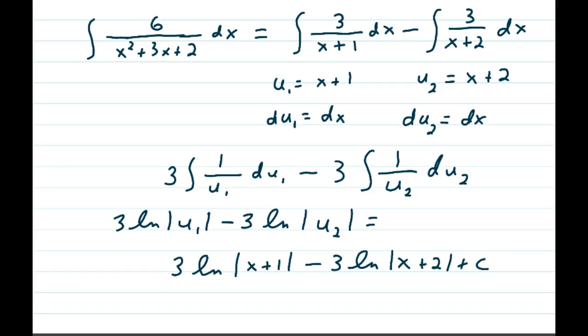So this ends up being 3 times the integral of 1 over u1 du1, minus 3 times the integral of 1 over u2 du2, again both being natural logs. So we get 3 natural log of the absolute value of u1 minus 3 natural log of the absolute value of u2, which turns out to be, back substituting, 3 natural log of the absolute value of x plus 1 minus 3 natural log of the absolute value of x plus 3, plus C.